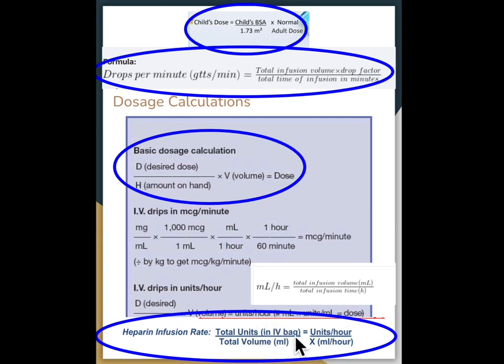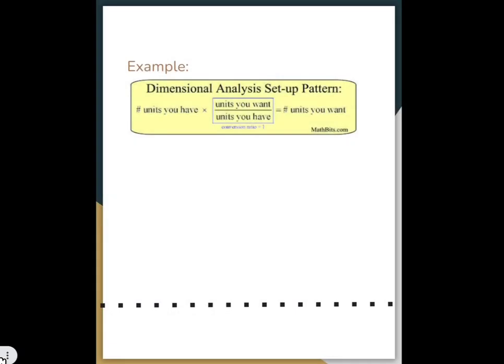And generally speaking, from there, you can use this formula to figure out either how many milliliters per hour the patient is getting their heparin, the heparin infusion rate, or how many units per hour the patient is receiving their medication. And all those can be determined based on how much information you get in your formula, or in your NCLEX question. I have a couple to demonstrate how that might look for you.